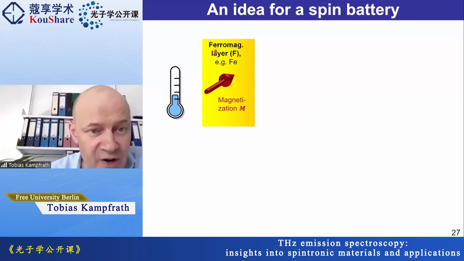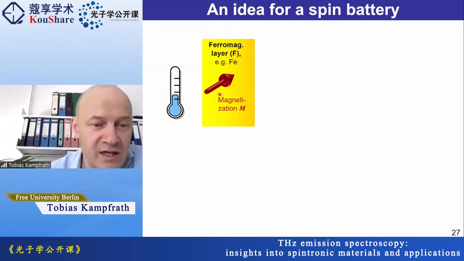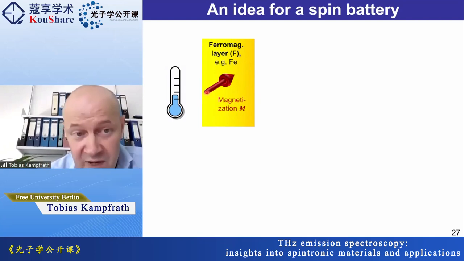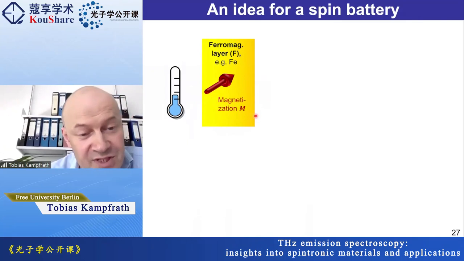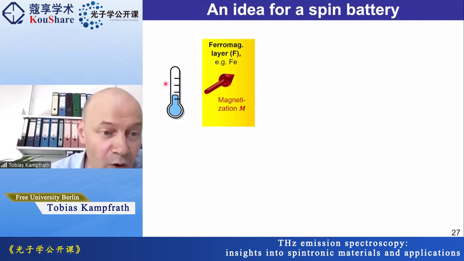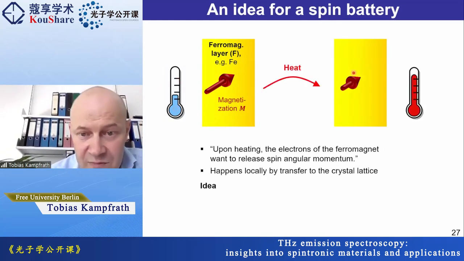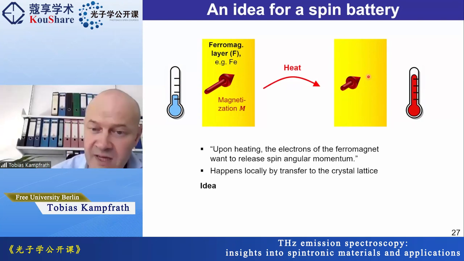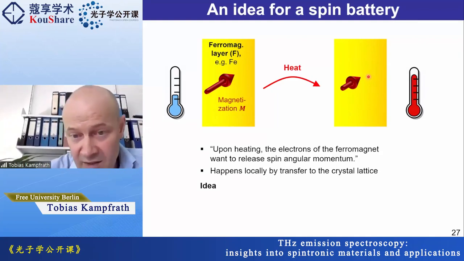So we take a ferromagnet, iron, for example, and we know in iron the spins order spontaneously in the same direction. That's why it's a ferromagnet, and that's why the iron film becomes magnetic. Yeah, it carries a magnetization M. If we now increase the temperature, we know that the magnetization shrinks, becomes less and less, and at a certain point it even becomes zero, and then the material iron becomes paramagnetic, non-magnetic.